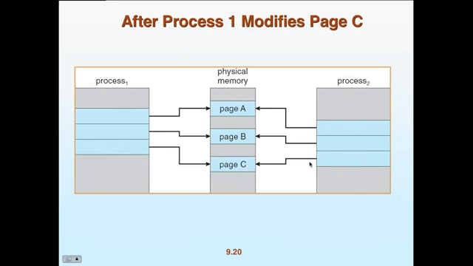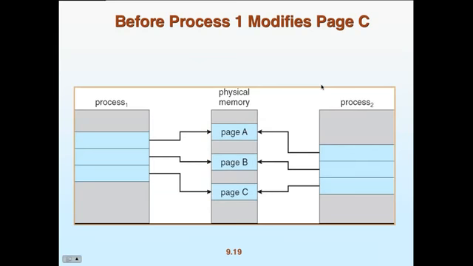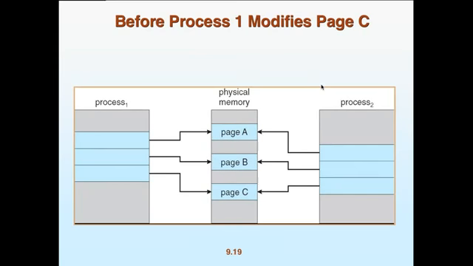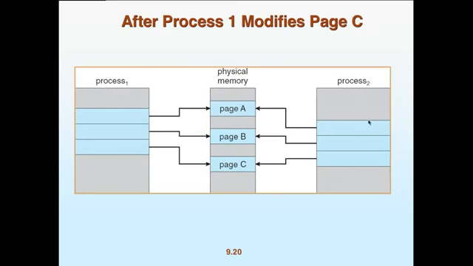This slide, I keep forgetting to edit this PowerPoint presentation, but this slide is wrong because these two should be going away, and C is the only one that really needs to be modified. So after process 1 modifies page C, C would be updated. But this slide and this slide are identical, which is kind of pointless. So this is the before, this is the after, but page C would be updated. I have to edit this slide set next time I do this.